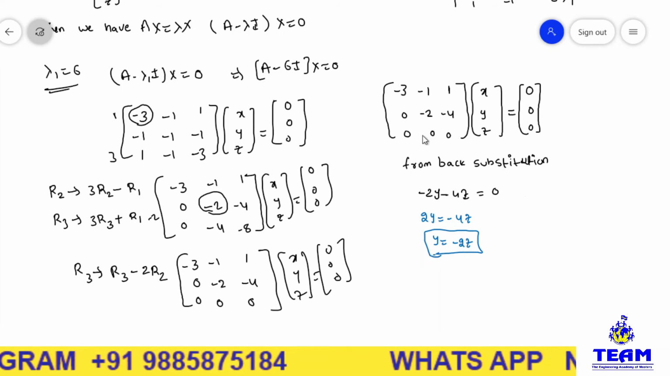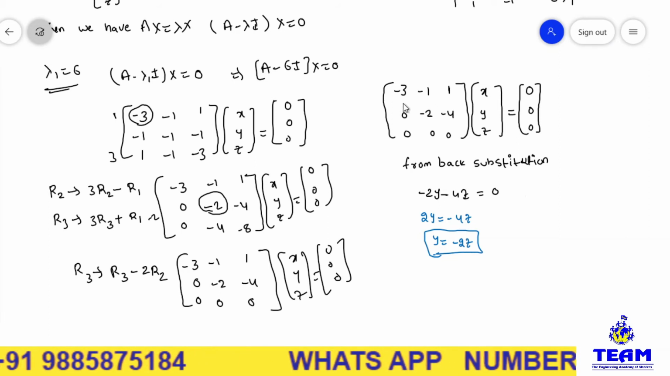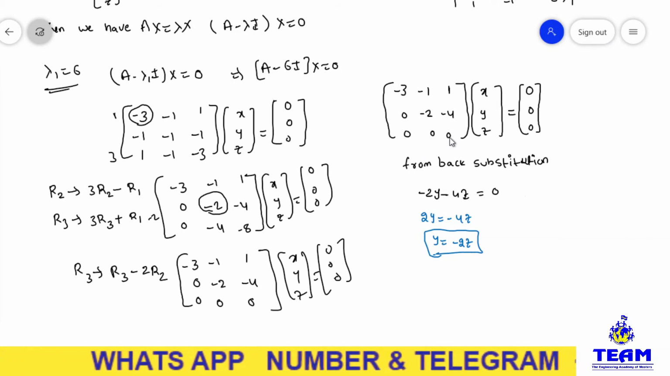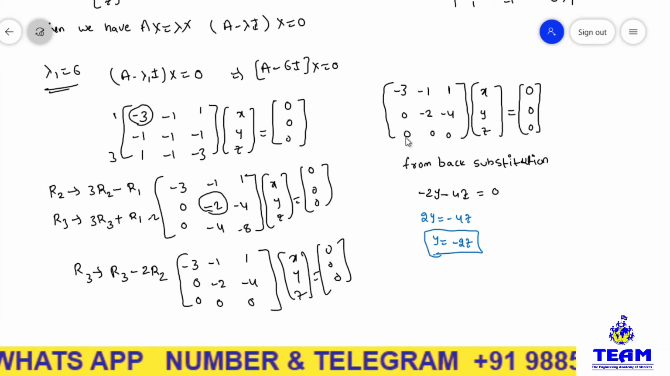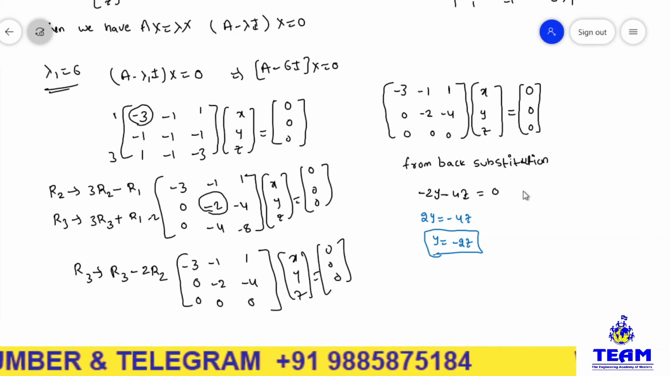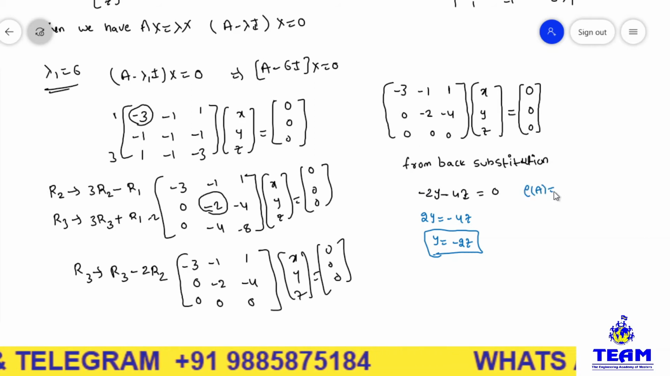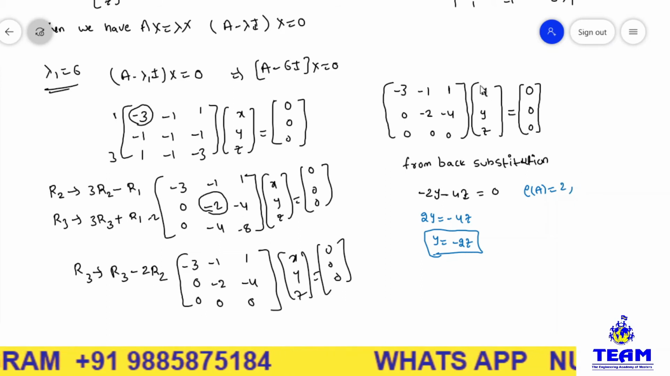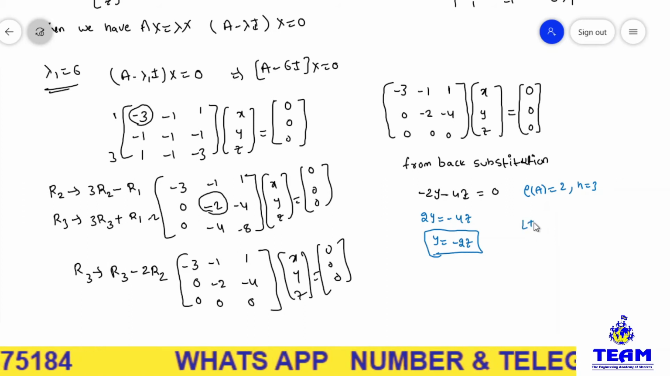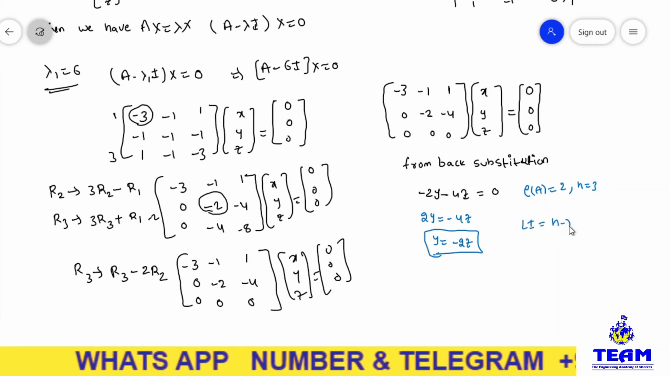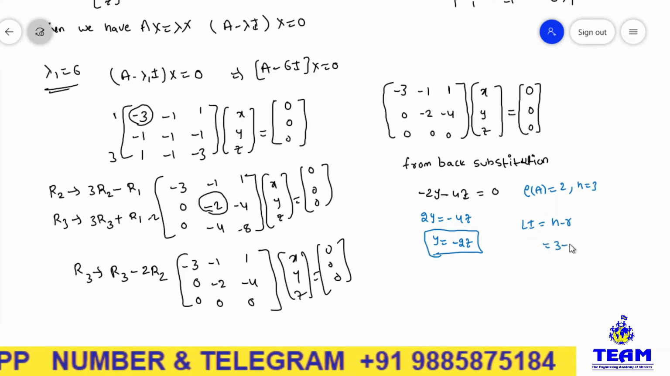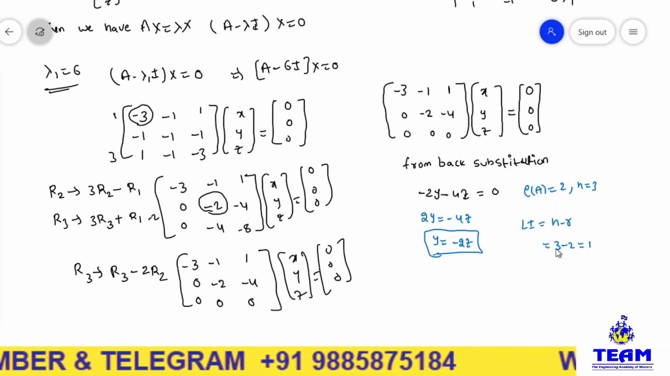Actually, what about the rank of the matrix? The rank of this matrix is 2, because after applying elementary row operations, the third row is 0. So by using echelon form, you can say the rank of this matrix A is 2. And what about the number of unknowns here? x, y, z. So the number of unknowns is 3. So you will get LI solutions. Do you know how many LI solutions we will have? N minus R LI solutions we will get. Here N is the number of unknowns and R is the rank. So you will get 1 LI solution.